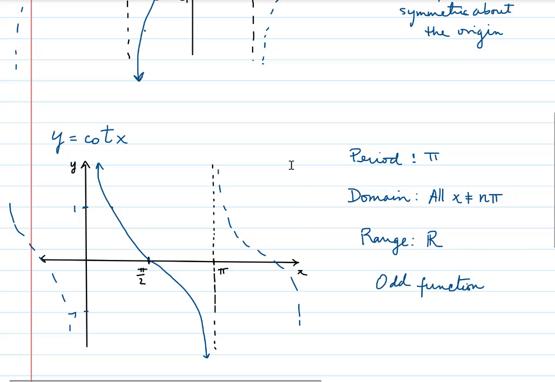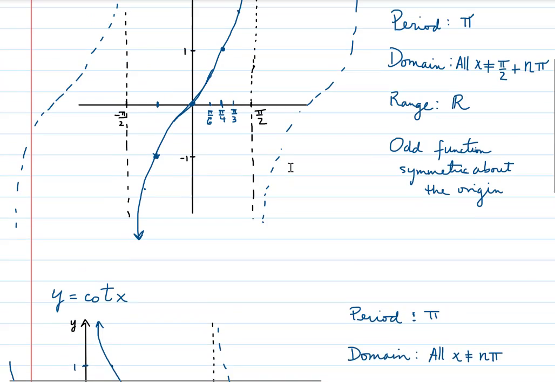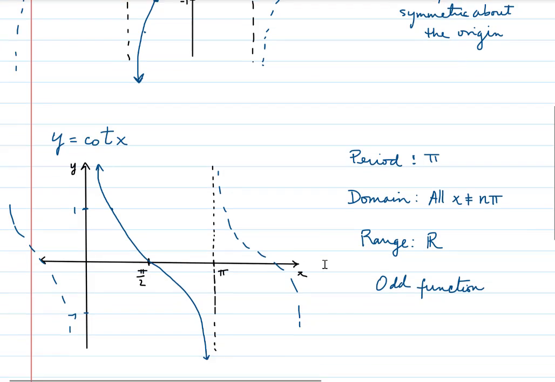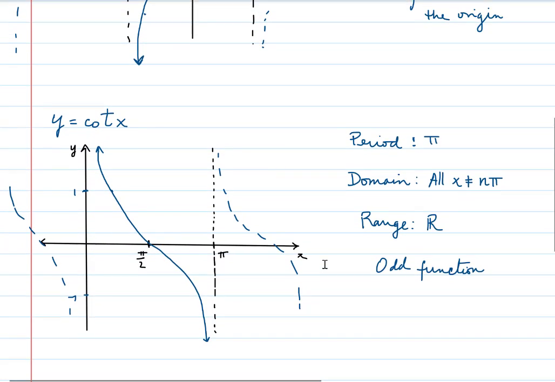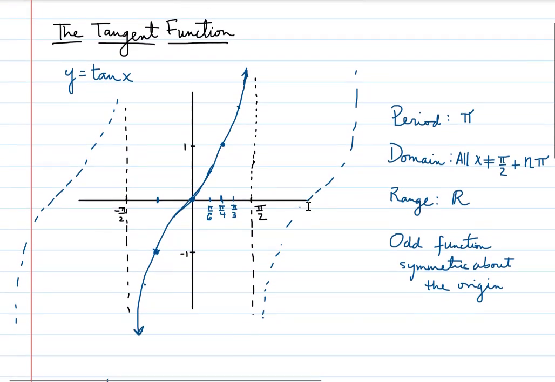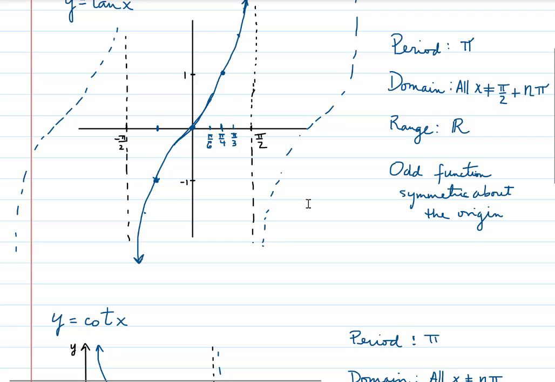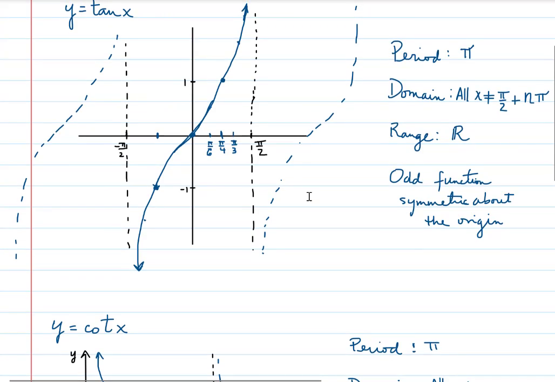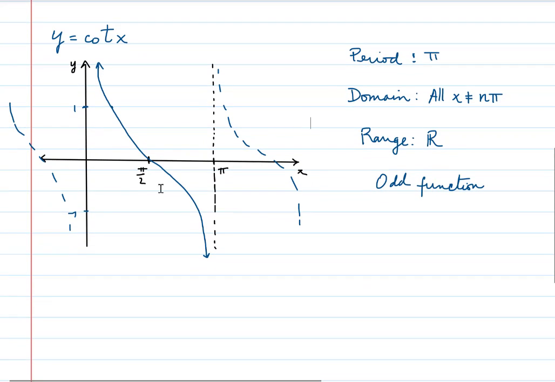Range is still the same as tangent. It's still all reals, negative infinity to infinity, and it's also an odd function, which we already knew. Which means it's symmetric about the origin. So very similar here. You want to have an idea of the graph of these two functions. Make sure not to mix these two up, and instead of graphing point by point, make sure that you know the general graph of these parent functions.